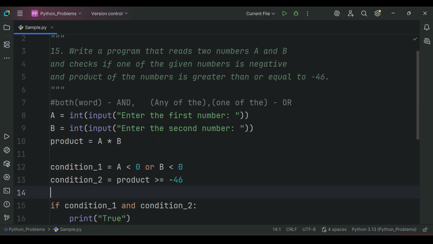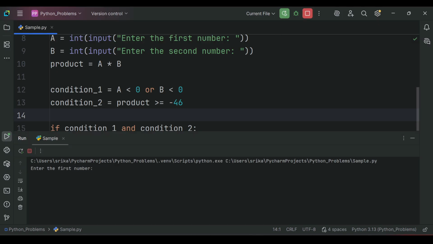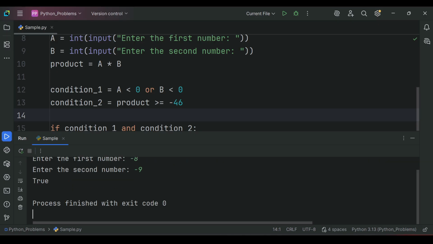Okay, that means both the given conditions will become positive. At that time it will print true. In all remaining conditions it will print false. Okay, now see it here. I am giving minus 18 and minus 9.